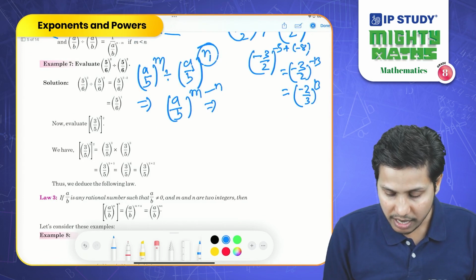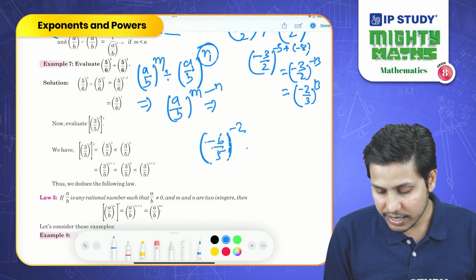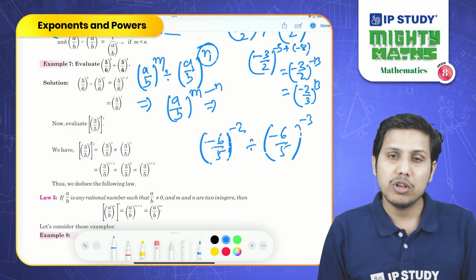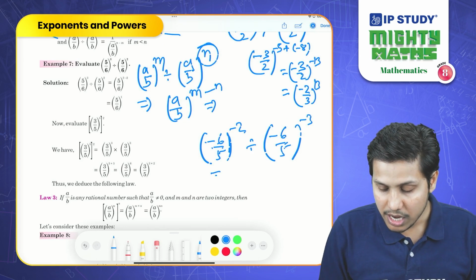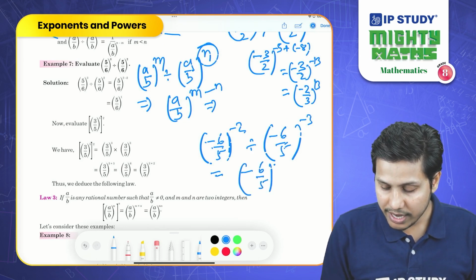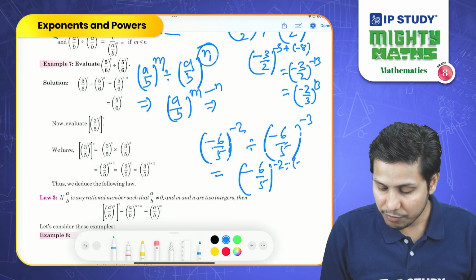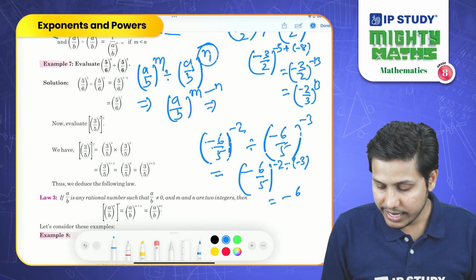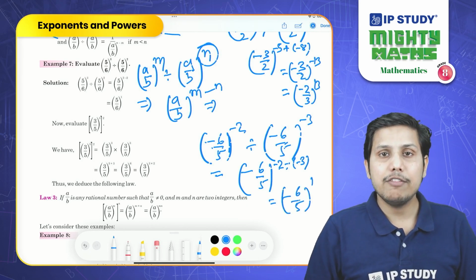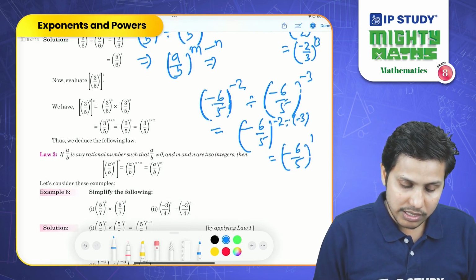Let's suppose we have negative 6 over 5 raised to the power of negative 2 divided by negative 6 over 5 raised to the power of negative 3, or positive 3, any exponent can be there. Now we can write the base one time, negative 6 over 5, and we have minus 2 minus of minus 3, which will give us negative 6 over 5 raised to the power of positive 1. Now we don't have to take the reciprocal as the exponent is already positive. Yes, so this is law 2.